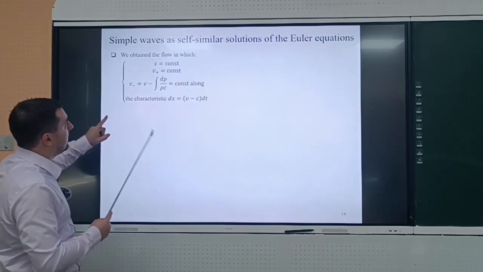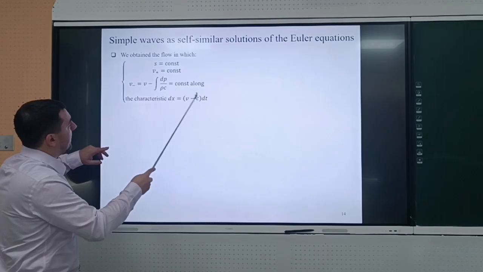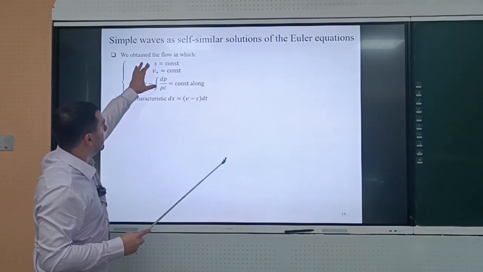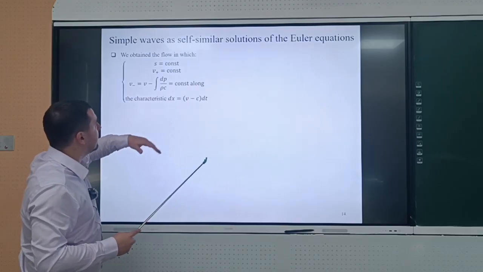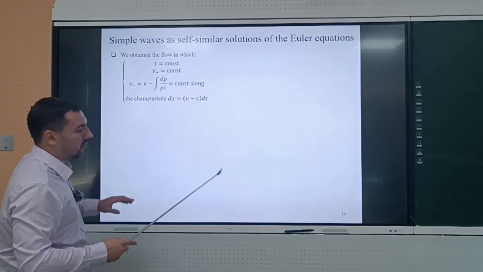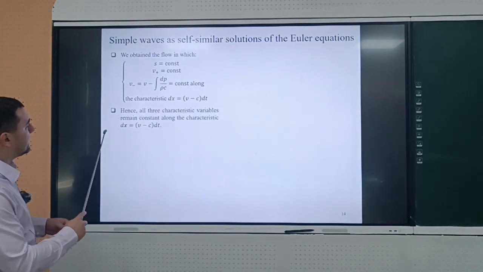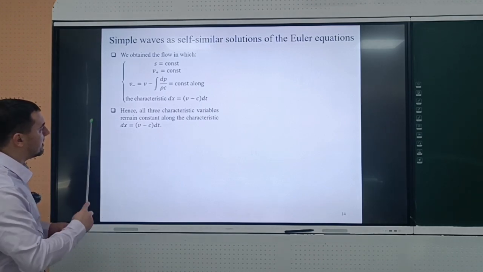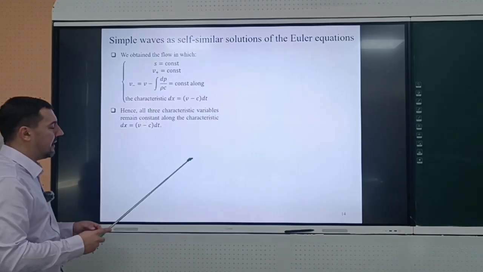So we obtained that in this flow, two characteristic variables are constant, s and v plus, and one is not constant. But what does it mean? It's not constant everywhere, but it is constant along the characteristic curve. But what does it mean? It means that along this characteristic curve, dx equals v minus c dt, all characteristic variables are constant. They remain constant along this characteristic.